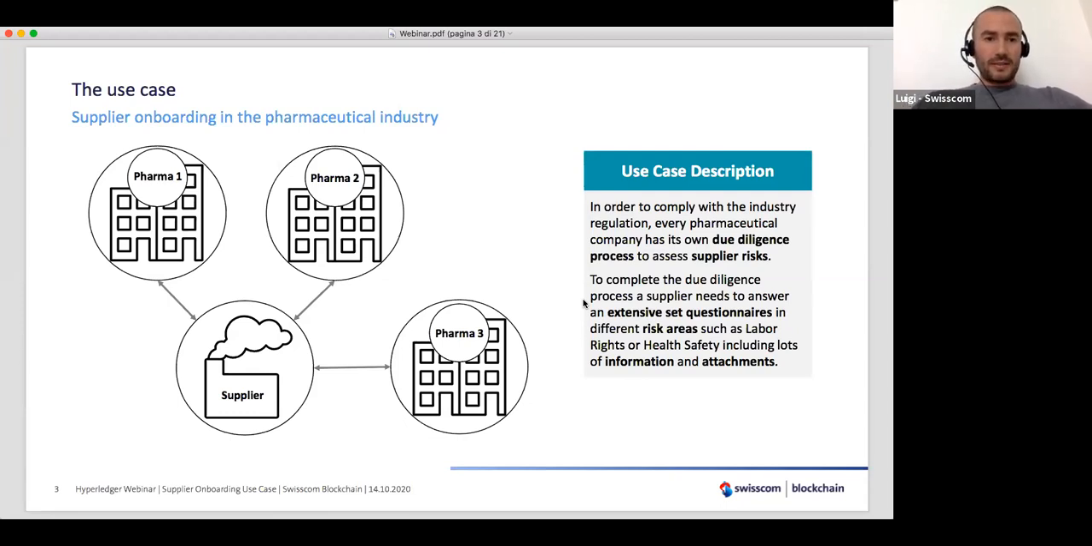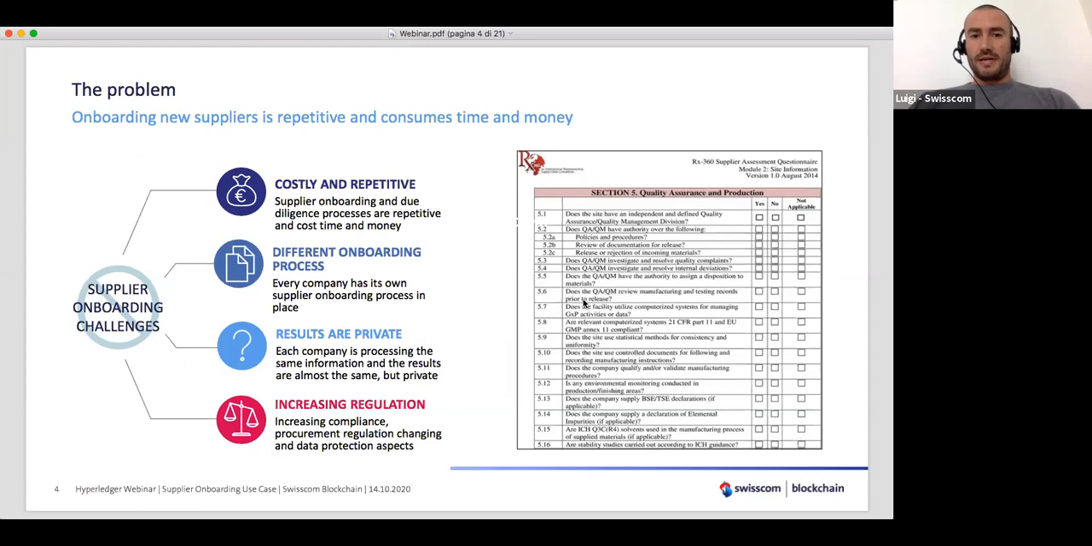Now, the problem related to the current process is the fact that, as I already mentioned, every time a supplier needs to do that, he needs to go through the process, and this is very costly, not just in terms of timing, but also on pharma side in terms of internal effort that they need to spend in order to do the due diligence to this particular supplier. Then every pharma company has its own onboarding process, despite they may look quite different. In reality, most of them are very similar and the results are kept private.